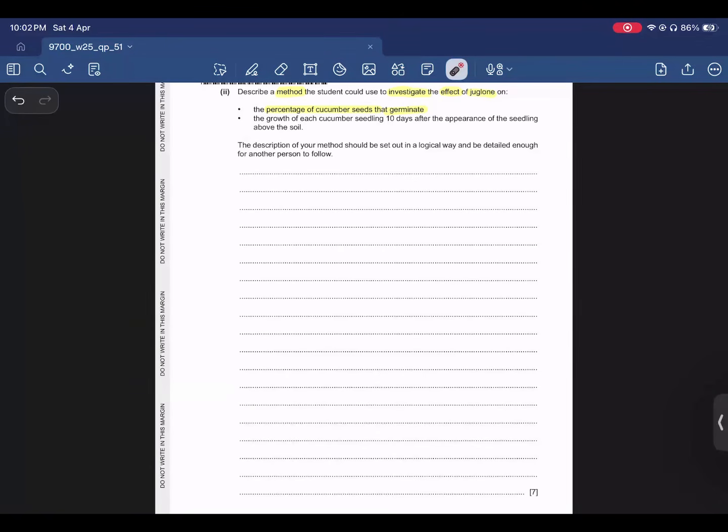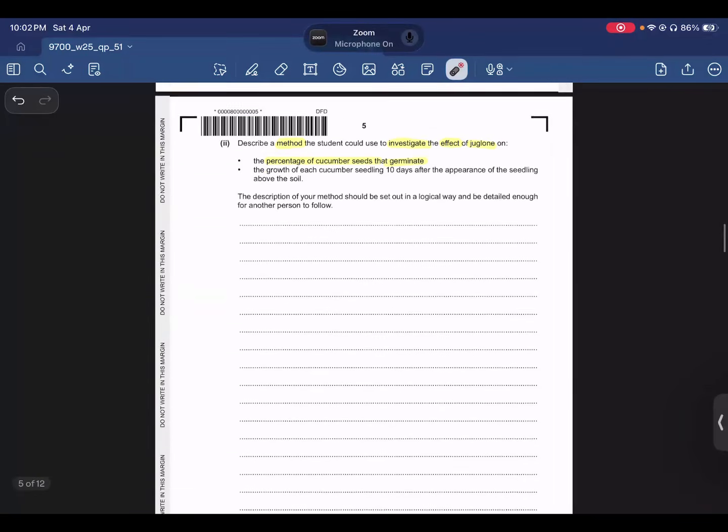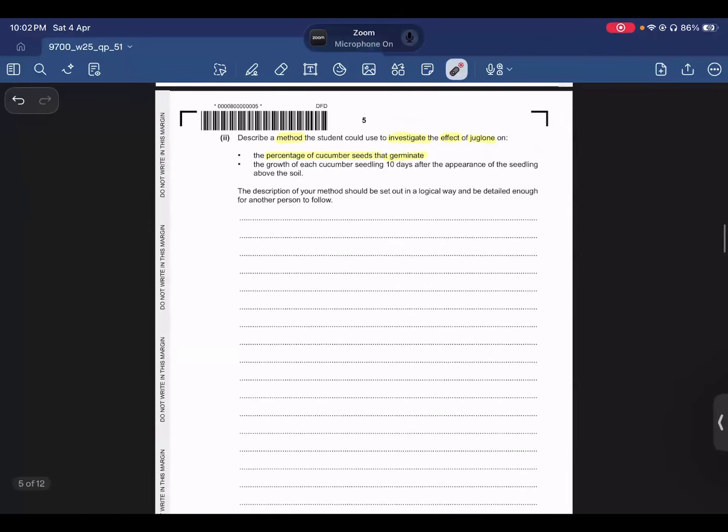Have they written any hazard in the question about juglone or something? No. So you might have to figure that out yourselves. If you feel okay, writing the hazard could be a point in your answer.